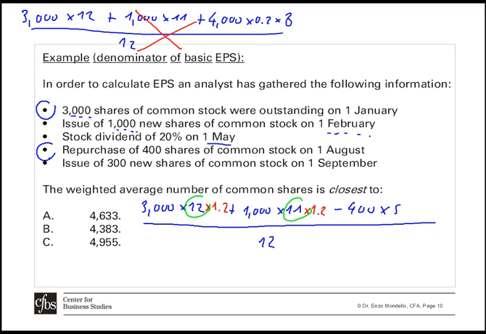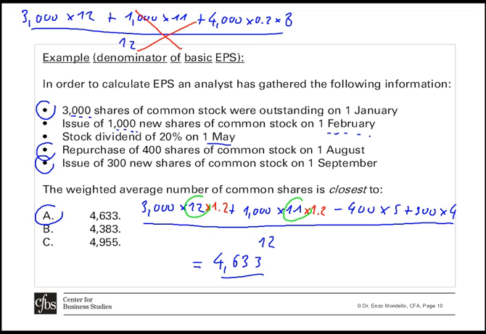And then we have an issue of 300 new shares of common stock on 1st of September. That means that the number of common shares outstanding will increase by 300, so plus 300. And from the 1st of September until the end of the year, we have 4 months, so times 4. If you plug the figures into your calculator, you should come up with 4,633 common shares outstanding on average during the year. So that means that answer A will be the correct answer. So that's how to account for a stock dividend in the basic EPS equation.